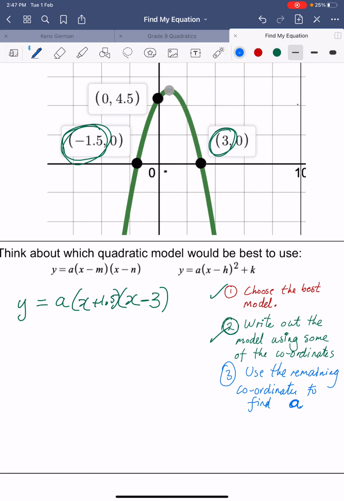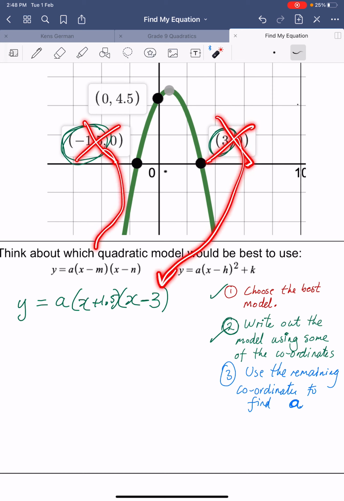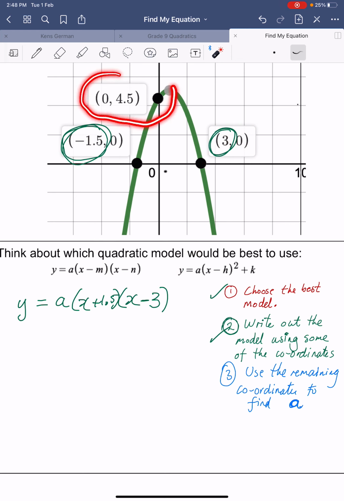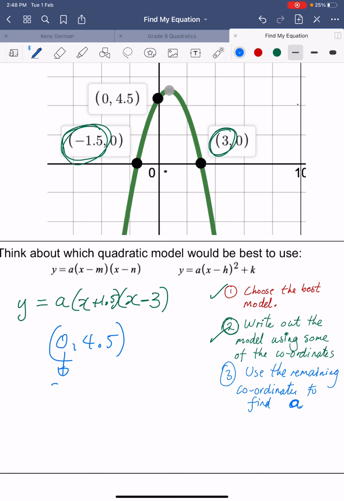And part 3, if we read it, says use the remaining coordinates to find a. Well, we have used this coordinate and this coordinate. That helps us find the m and the n here. So we're left to use this coordinate, one other point of the graph, to help us find the missing value a. So let's go and write that down. The coordinate we're going to use is (0, 4.5). This is the x coordinate and this is the y coordinate, and so we are going to feed those into our model in place of the x and y.